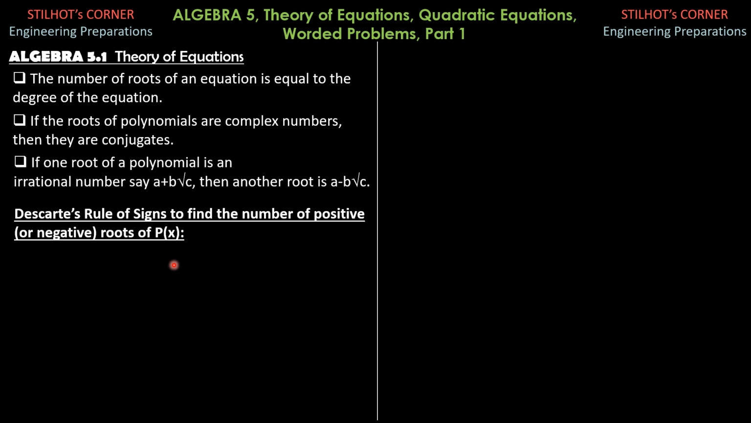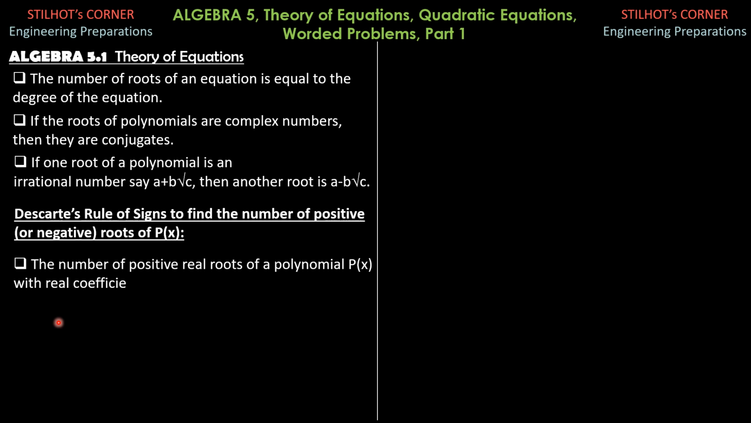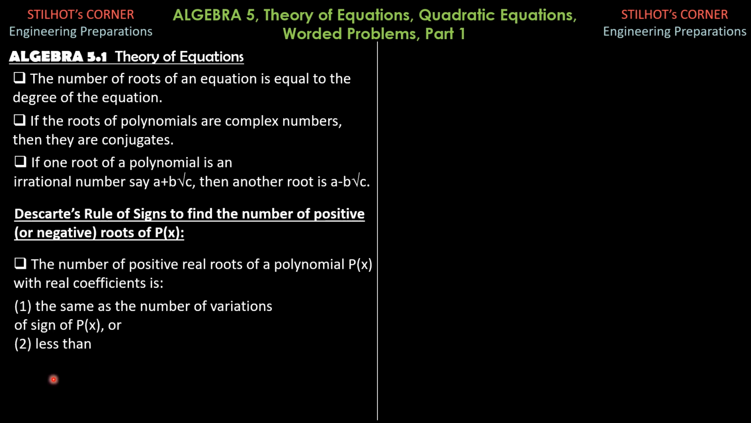So the number of positive roots is the number of variations in signs in p of x. The number of positive real roots of a polynomial p of x with real coefficients is the same as the number of variations in signs of p of x, or less than the number of variations of sign of p of x by a positive even integer.